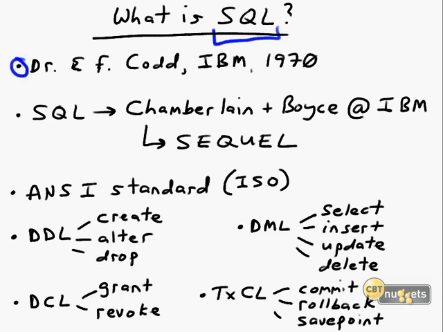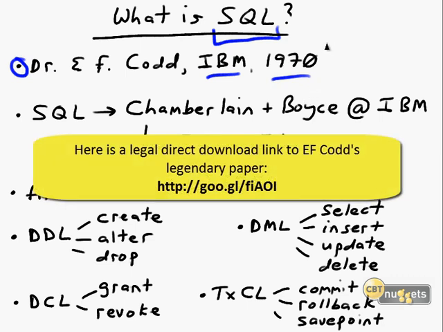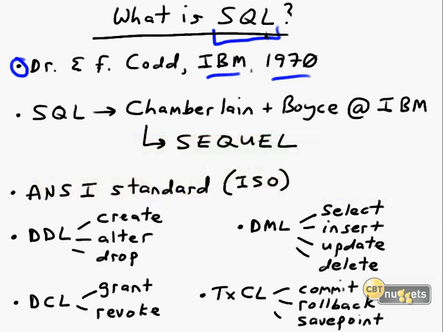A legend in the field, Dr. E.F. Codd from IBM, published a seminal paper in 1970. That paper is called A Relational Model of Data for Large Shared Databanks, if you're interested in finding it on Google. E.F. Codd is credited with inventing the relational model. And as it happens, the structured query language was developed by a couple colleagues of E.F. Codd's at IBM, Chamberlain and Boyce. The original version of SQL was called Structured English Query Language and was, in point of fact, pronounced "sequel."